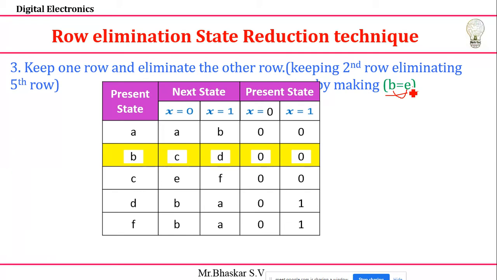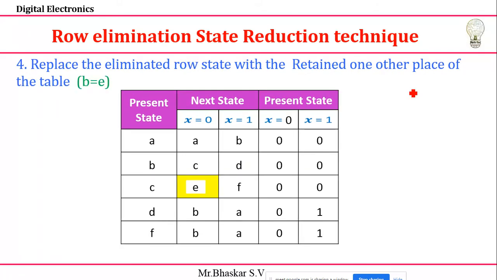Yeah, in the third row we have E. We need to identify this. So just see, I'm going to identify where you have an E. Then I want to replace E by B because I'm keeping B. This is the retainment. That's what I'm telling. Replace the eliminated row state. The eliminated row state here is E.